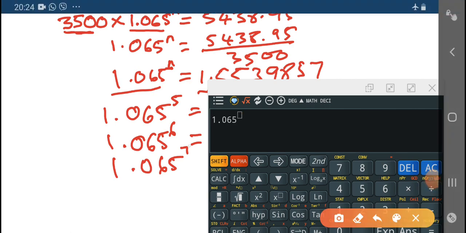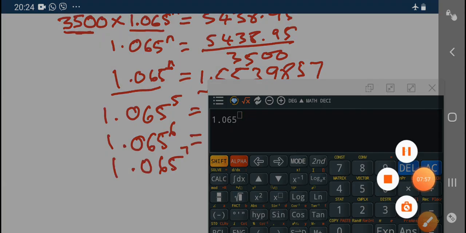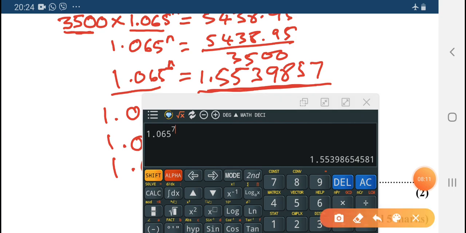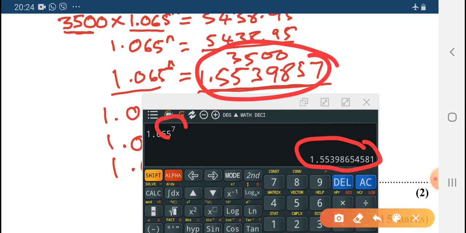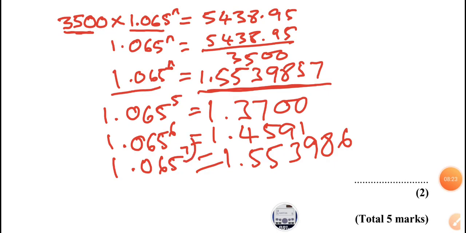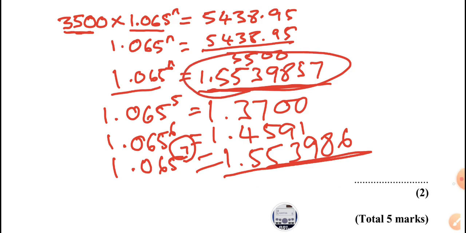So now we're going to try to the power of 7. And as you can see, the answer is 1.5598, and we've actually gone above our target amount. So now this number here is bigger than this number, so we know that it was invested for 7 years. So finally, after 7 years, this amount is actually larger than this amount. So the money was invested for 7 years. n is equal to 7. So the answer is 7.